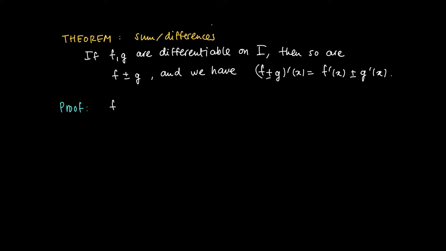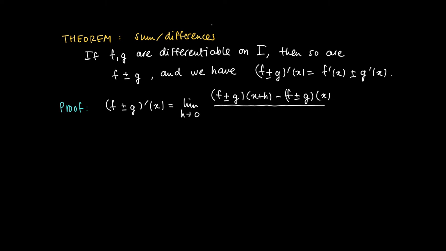Well, the proof is actually quite easy to follow. We start off with writing the definition of the derivative. So (f plus or minus g)'(x) equals the limit as h goes to 0 of (f plus or minus g)(x plus h) minus (f plus or minus g)(x), divided by the step size h.